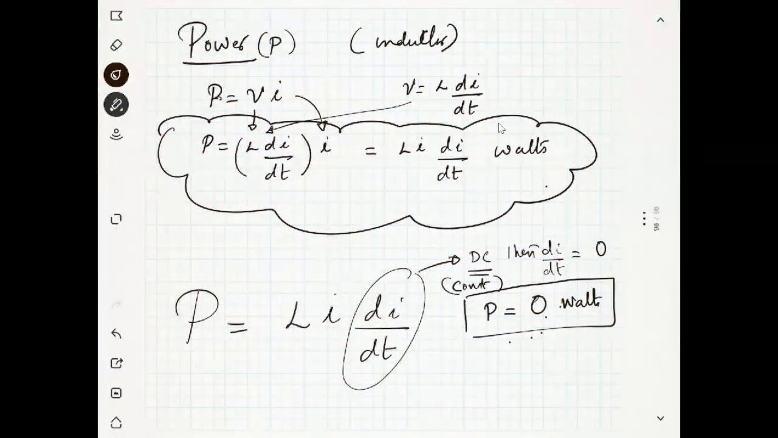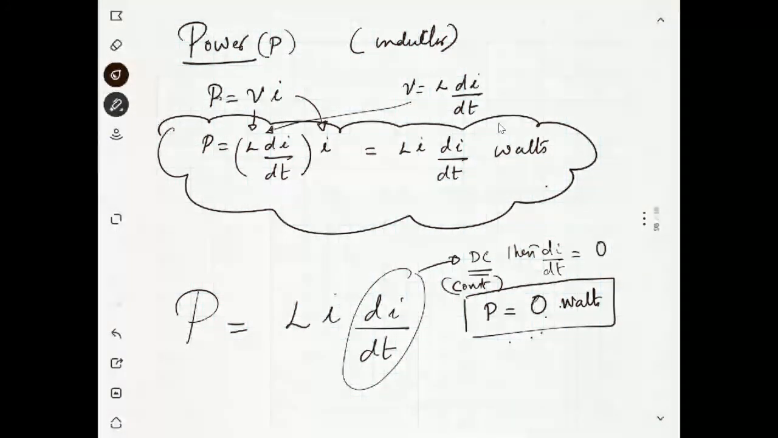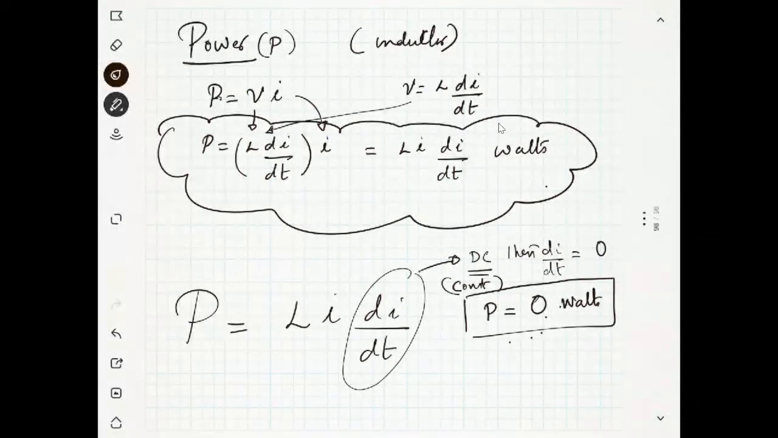So if you pass a constant DC, after a long time it will be just like a conductor. It will not take any power. If it does not take any power, what is the energy?